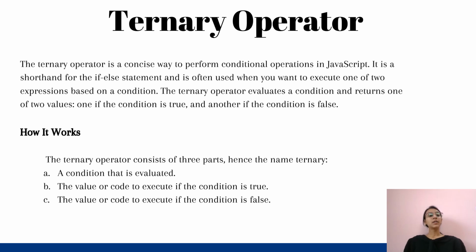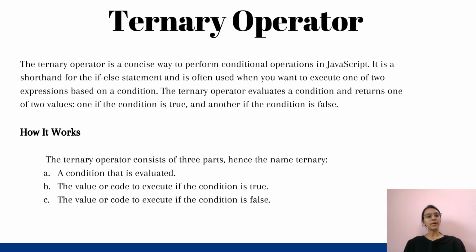Ternary operator. The ternary operator is a concise way to perform conditional operations in JavaScript. It is a shorthand for the if-else statement and is often used when you want to execute one of two expressions based on a condition. The ternary operator evaluates a condition and returns one of two values: one if the condition is true and another if the condition is false. How does the ternary operator work?